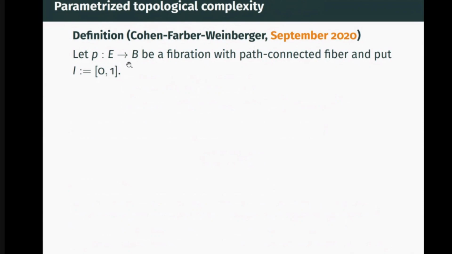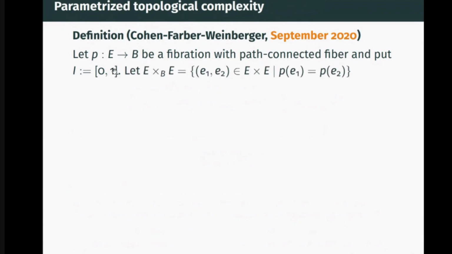We have a fibration, which is kind of modeling. So B, the base space here, is seen as our parameter space, and the fiber is supposed to be path connected. Like we had with motion planning, we need a path connected space. As an abbreviation, I denote the unit interval by I.